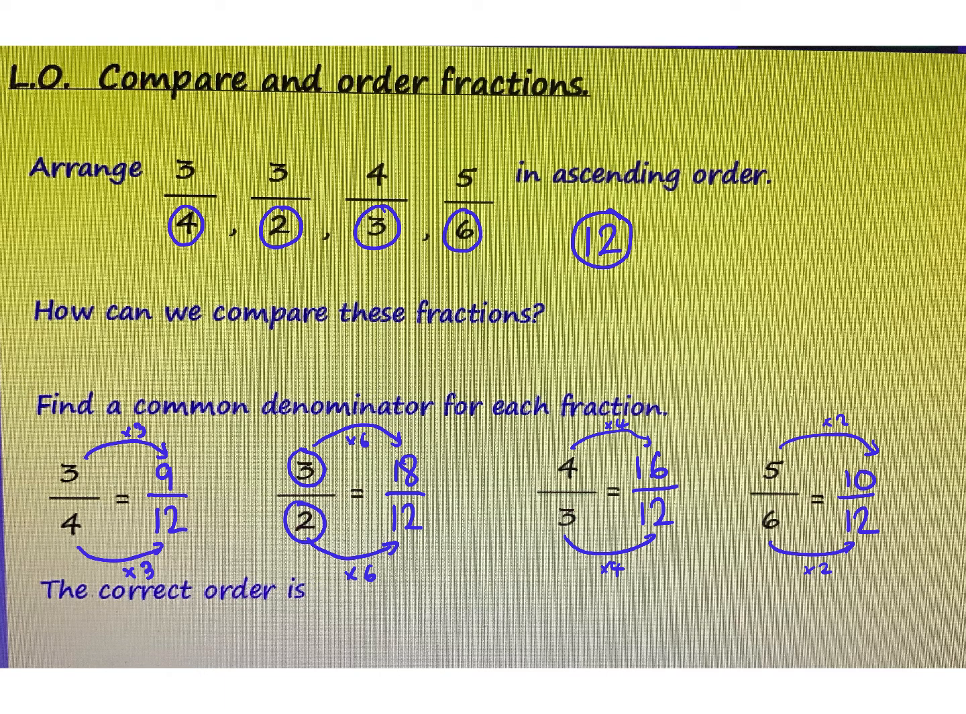Now, if I put these in ascending order, that means getting bigger, from smallest to biggest, smallest to largest. You might think of that as you ascend up the stairs. So let's have a look at these. 9/12, 18/12, 16/12, and 10/12. 9/12 is my smallest, so I'm going to put the correct order being 3/4.